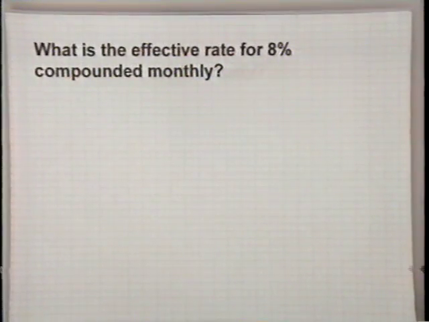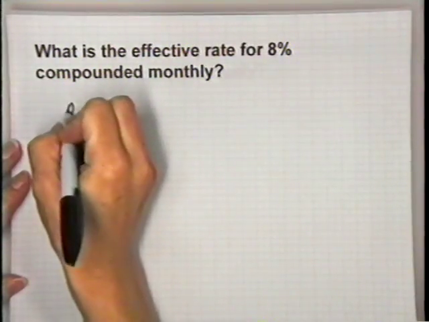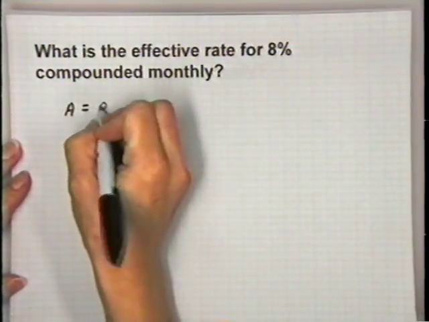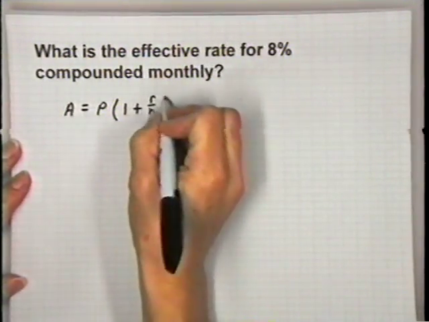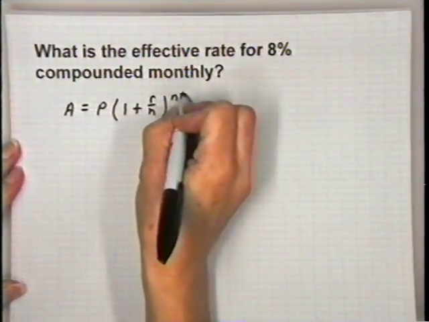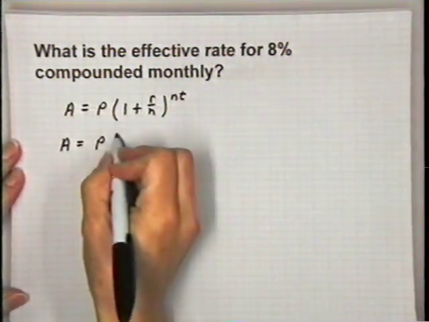What is the effective rate for 8% compounded monthly? The effective rate. Now, you'll notice here he did not give us a principal amount. I'm not going to worry about that right now. Let's go to our formula that we learned originally. A equals P times 1 plus R over N to the N times T. Now, I do not know either A or P, so I'm going to keep those letters in there.